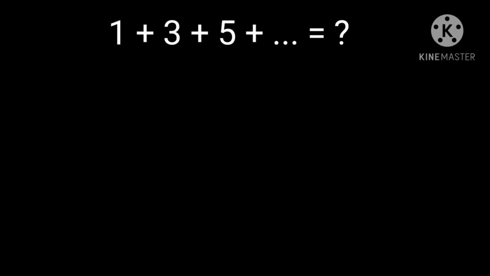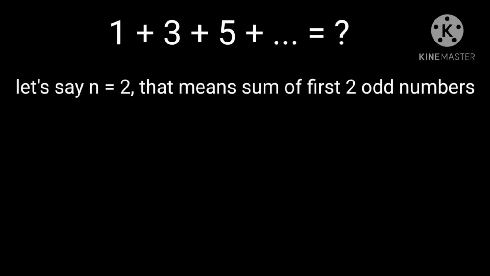Today we will see a 1 minute formula for addition of first n odd numbers. Just for simplicity, we will take n as 2. That means we will do addition of first two odd numbers, that is addition of 1 and 3. 1 plus 3 equals 4 where n equals 2.